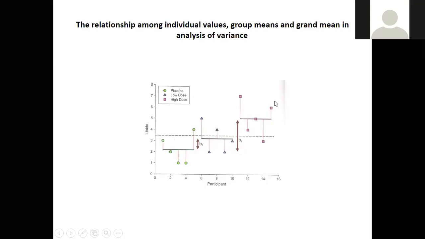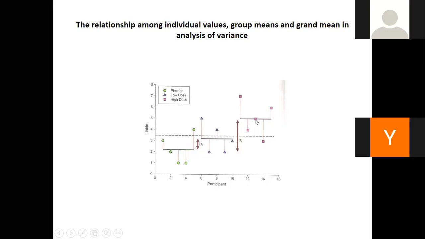This is the grand mean. When you add all the 15 values together, it gives you 3 point something, around 3.75. That is the grand mean. If you add all the 15 together and divide by 15, or add all the 3 means together and divide by 3, it gives you the same. So this dashed line is the grand mean. Two of the means are below the grand mean, and the other is above it.